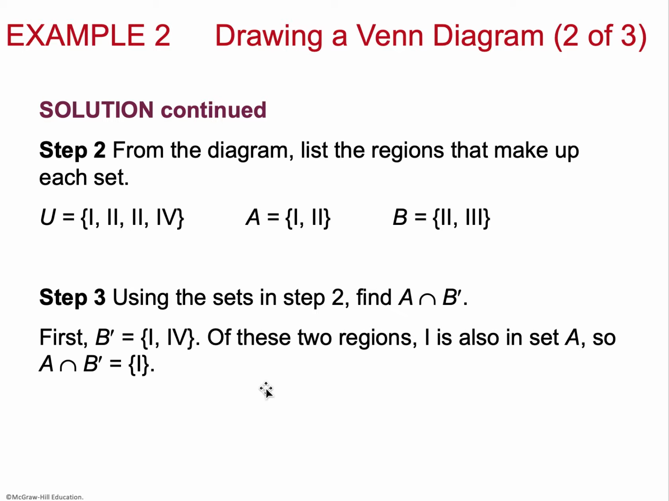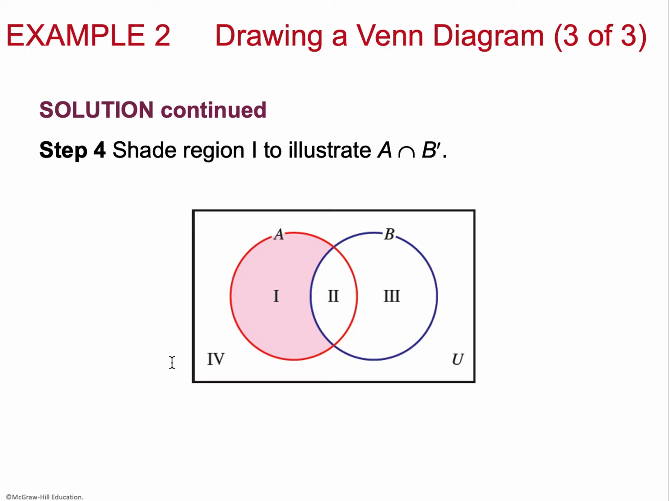If I want to find the set A and B complement, I have to first find B complement. So what are the things that are in the universal set that are not found in set B? Well, that's 1 and 4. Of those regions, what is also in set A? So I need to know what is in both sets, which is just the number 1. And then I would shade that region.